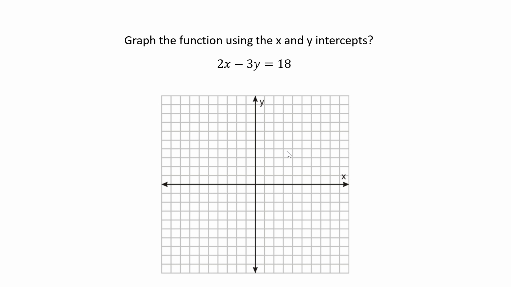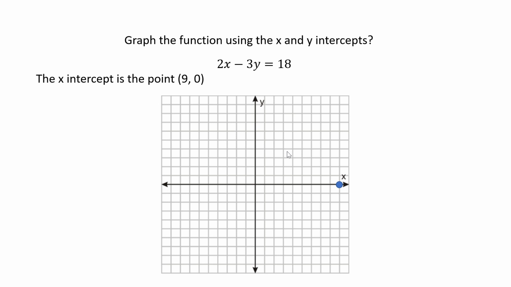All right, so here's the same equation. Let's graph it. But we're not going to use y equals mx plus b. We're going to graph it using the x and y intercepts, because if you remember, a linear line, a straight line, only needs 2 points. So we can find the x and the y. We found out earlier that the x-intercept was (9, 0), which is right there.